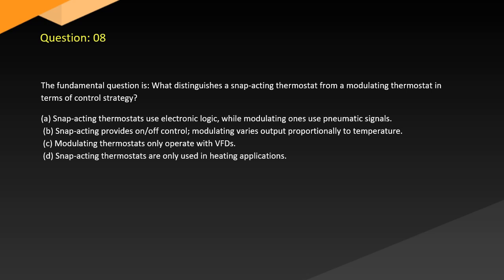Question 8. The fundamental question is, what distinguishes a snap-acting thermostat from a modulating thermostat in terms of control strategy? A. Snap-acting thermostats use electronic logic while modulating ones use pneumatic signals. B. Snap-acting provides on-off control while modulating varies output proportionally to temperature. C. Modulating thermostats only operate with VFDs. D. Snap-acting thermostats are only used in heating applications.